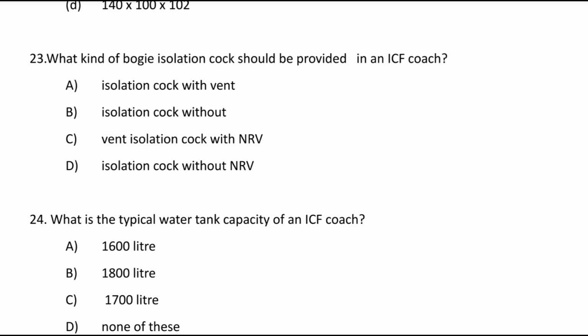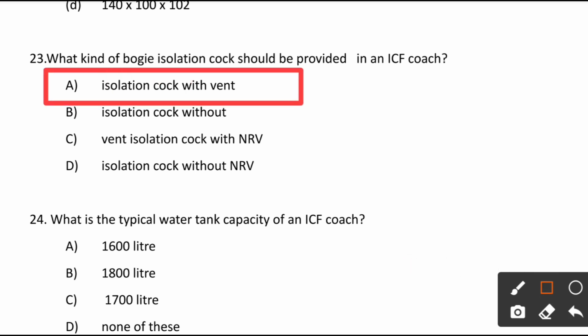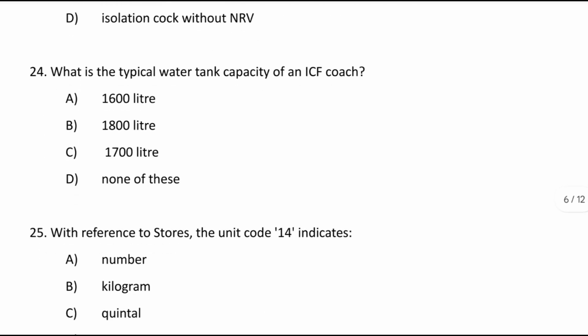23. What kind of bogie isolation cock should be provided in an ICF coach? A. Isolation cock with vent, B. Isolation cock without vent, C. Isolation cock with NRV, D. Isolation cock without NRV. In this question, the correct answer is A. Isolation cock with vent.